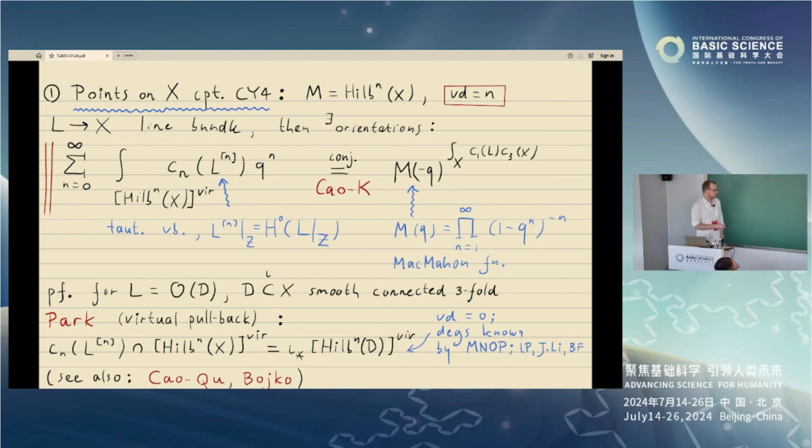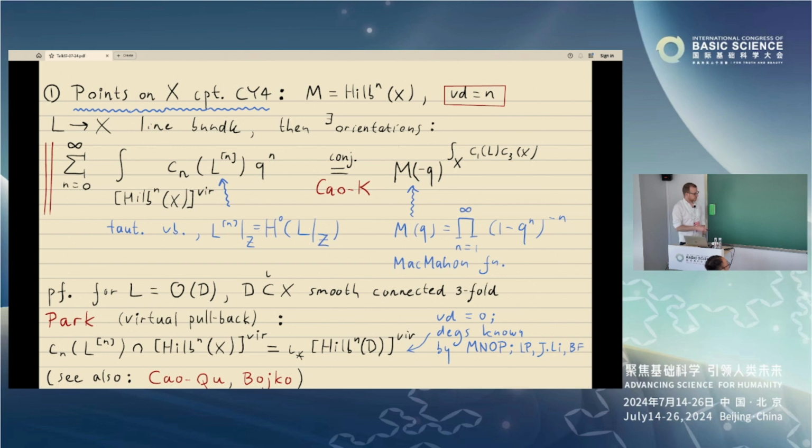This conjecture is proved in the following case. So let D be a smooth connected threefold, and let's take L to be O of D. Then Park used his virtual pullback formula to show the following identity. The Euler class capped with the virtual class on the fourfold is nothing but the virtual class of the Hilbert scheme of points on the threefold D.